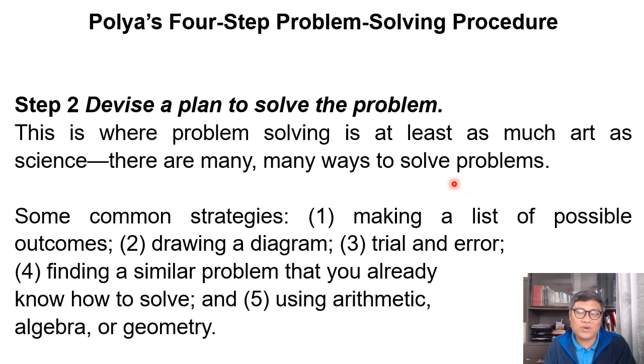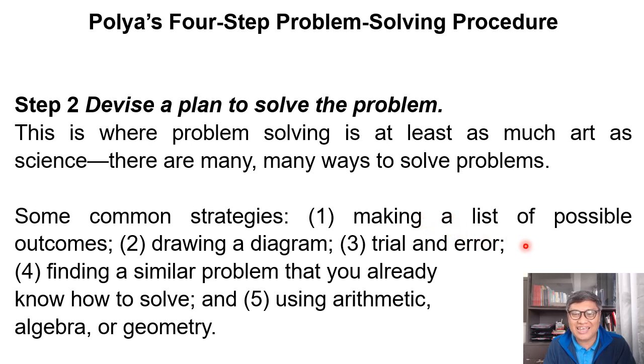Then the second step, once you were able to understand the problem by writing all the necessary information, step number two now is for you to devise a plan so that you can solve the problem. This is where problem solving is at least as much, we could say, an art and a science at the same time. So there are many ways for us to solve problems. So here, when we say devise a plan, then it's up to you what approach you're going to use in solving the problem. These are the common strategies, class, in solving problems.